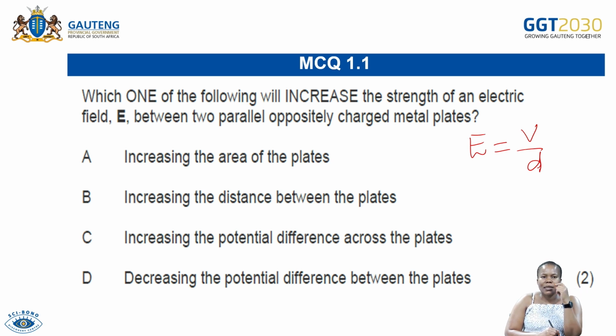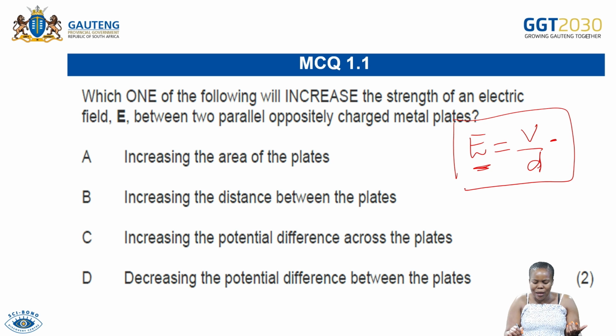Okay, so what it means is that E, which is your electric field strength, is directly proportional to the potential difference. So if you wanted to increase the electric field strength, that means that the potential difference also needs to increase. That is why this formula says nothing about the area, so definitely it is out. It does say something about the distance, but what is the relationship between the electric field strength and the distance? It's inversely proportional. Meaning that as you increase this one, this one decreases.